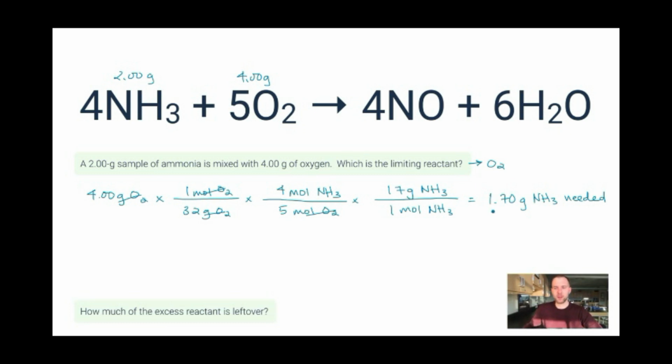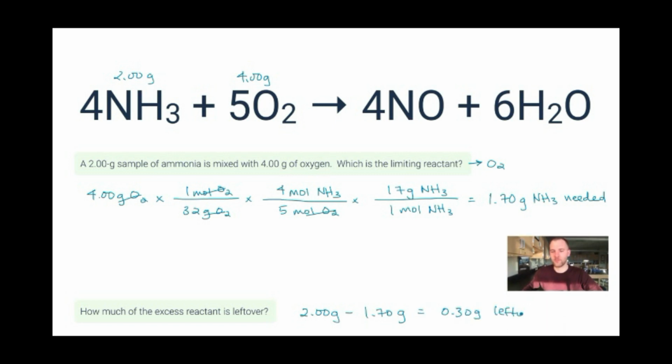And in this case, all you really have to do is compare the amount of your excess reactant to how much of the excess reactant was needed. I have 2 grams present. I only need to use 1.7 grams, and so this just becomes 0.30 grams left over. Let's do one more question about this.